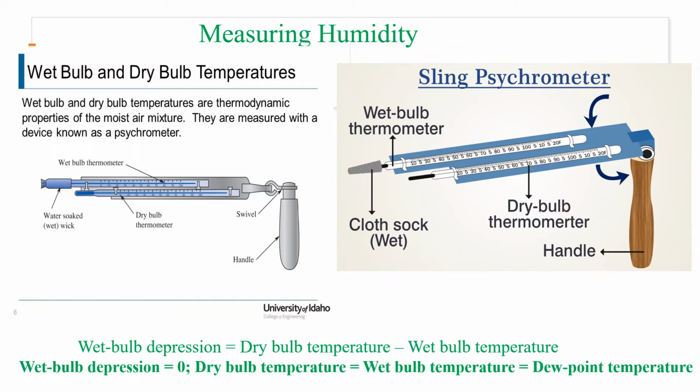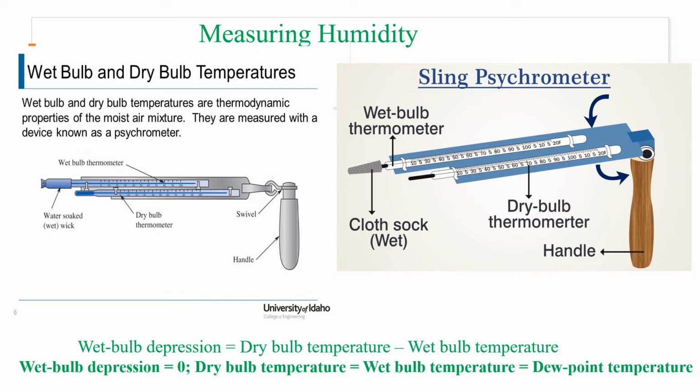A large depression indicates that a great deal of water can evaporate into the air and that the relative humidity will be low. A small depression indicates that little evaporation is possible, and so the air is close to saturation if the depression is a small number.